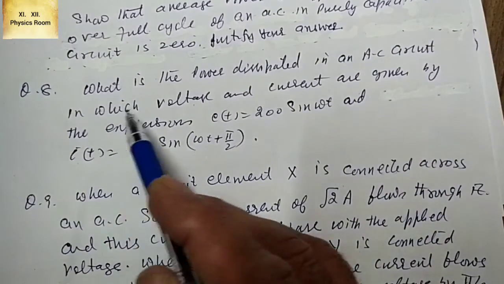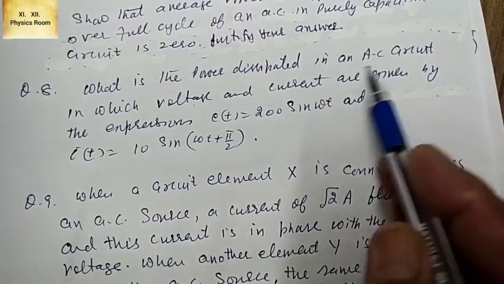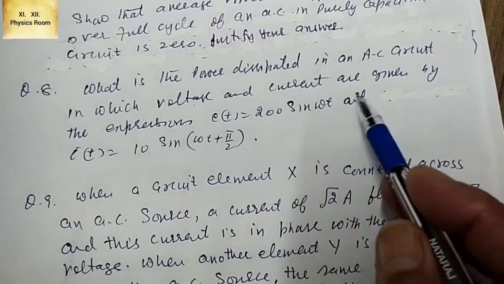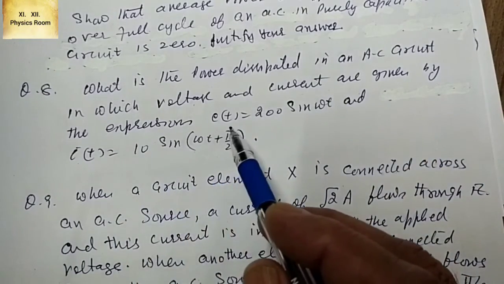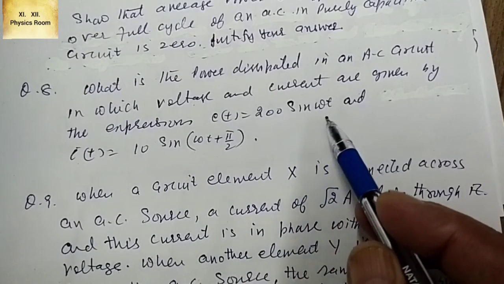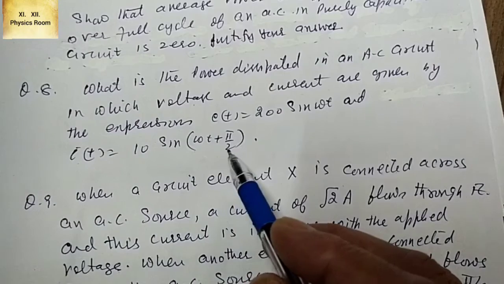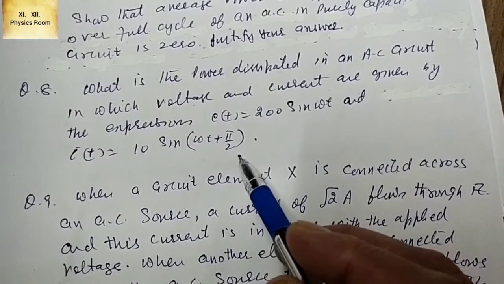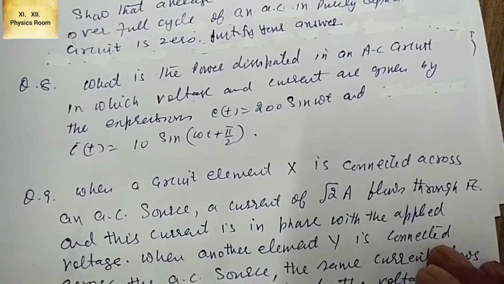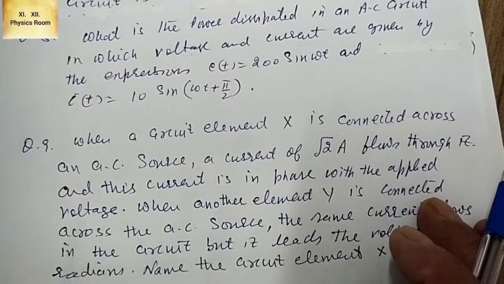Question number 8. What is the power dissipated in an AC circuit in which voltage and current are given by the expression E(t) is equal to 200 sin omega t and I(t) is equal to 10 into sin of omega t plus pi by 2? And you have to evaluate what is the power dissipated.